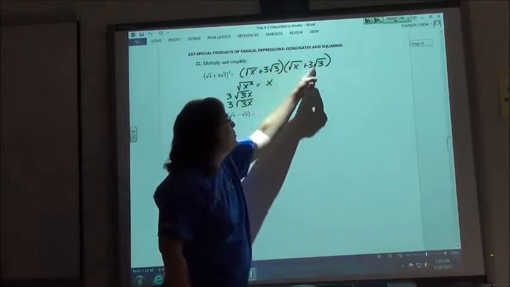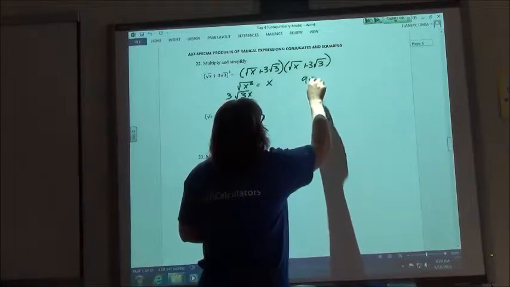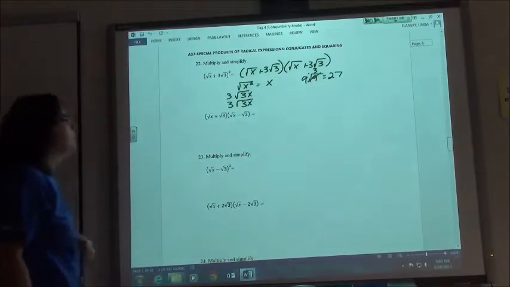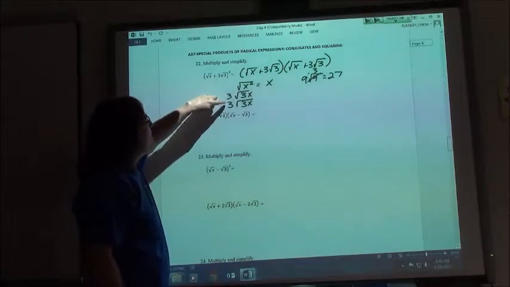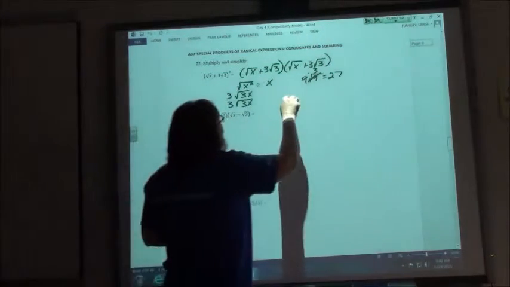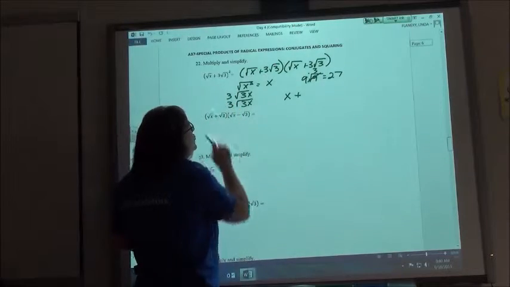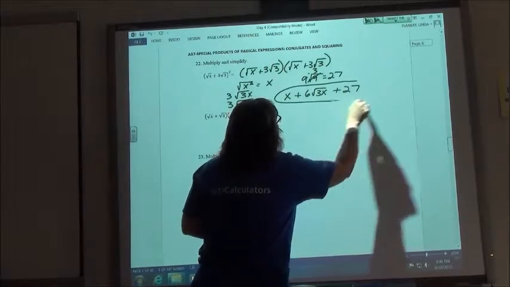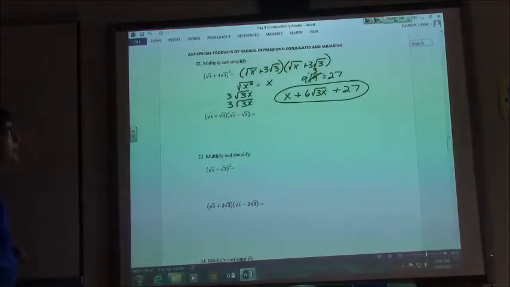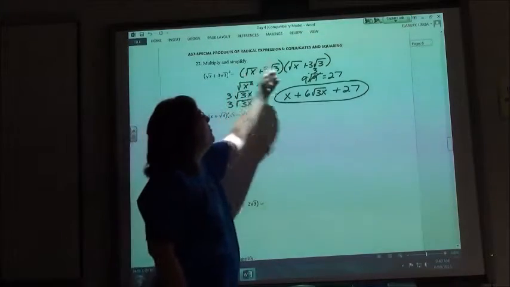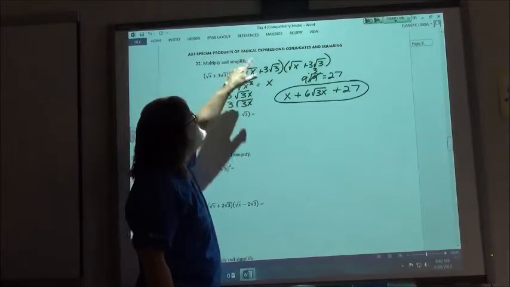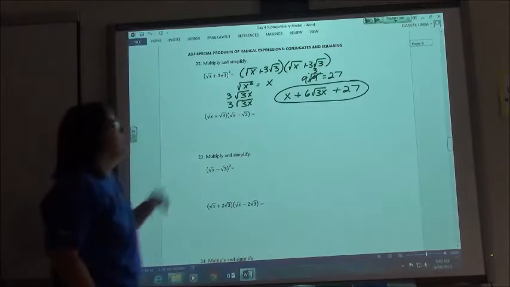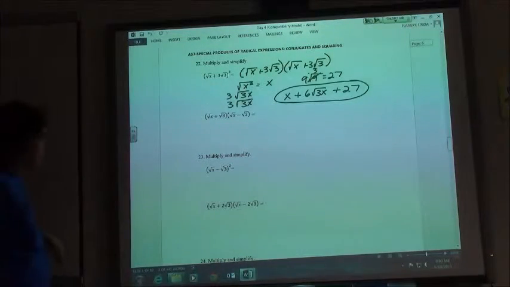3 square root of 3 times 3 square root of 3 is going to give me 9 square root of 9. That's going to be 3, and I'm going to get 27. 9 times 3 is 27. So you'll see that I get that middle term twice, and so I'm going to have x plus 3 plus 3 is 6 square root of 3x plus 27 for my answer when I multiply that out. Remember our shortcut was to square the first, take 2 times the first times the last, because I'm going to get this twice, and then square the last. I just usually FOIL it out and come up with my answer.